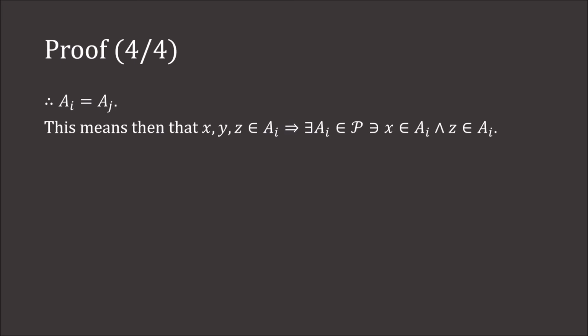This means then that X, Y, and Z are all in A sub I. So there does exist an A sub I in script P such that X is in A sub I and Z is in A sub I. Thus, X is related to Z, so R is transitive, and the proof of transitivity is complete, and overall, our proof of the theorem is now complete.